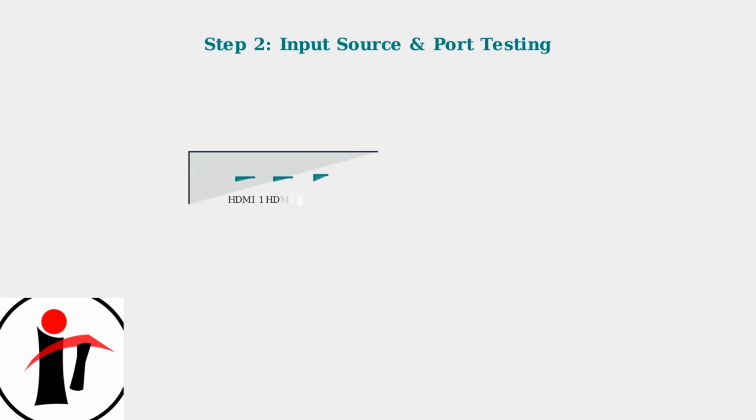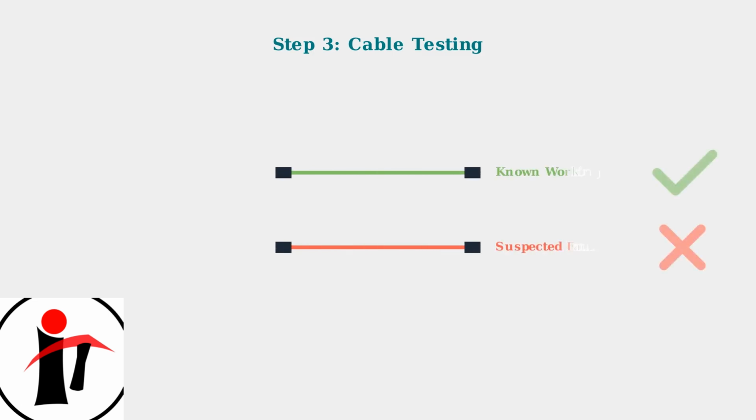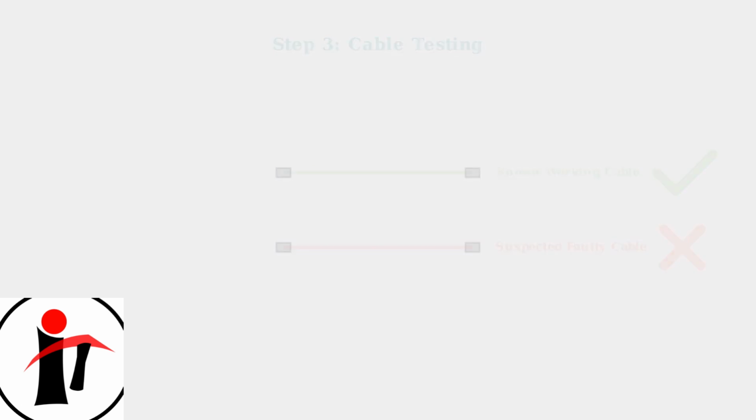Next, verify the input source using your monitor's menu system. Test each available input port systematically to identify which connections are working. Cable issues account for 45% of monitor connectivity problems. Test with different known working cables to rule out cable-related failures.